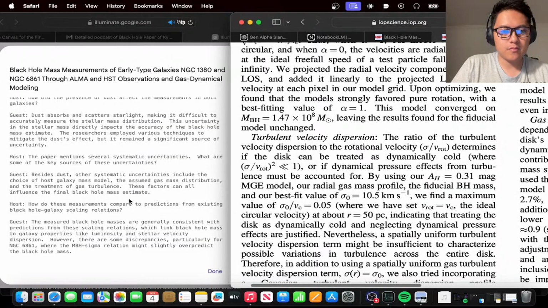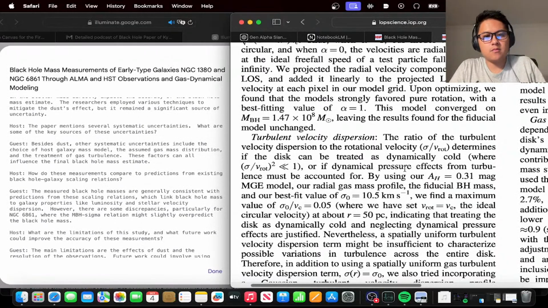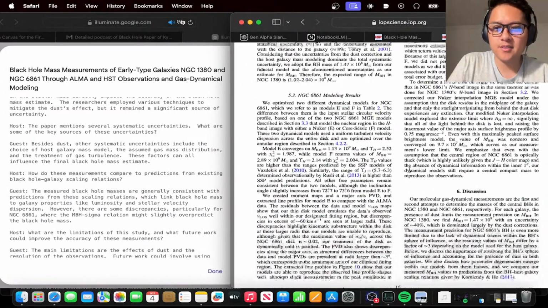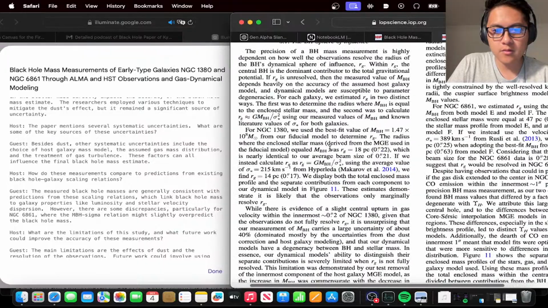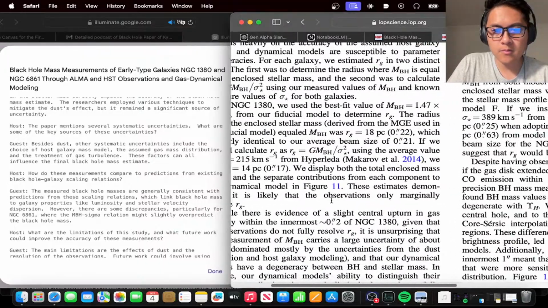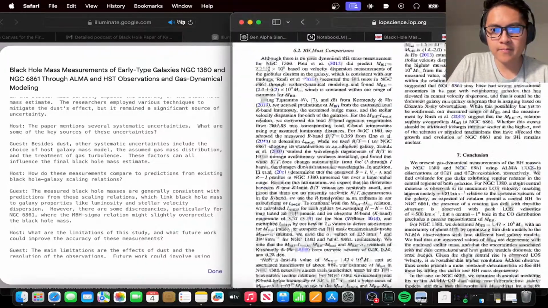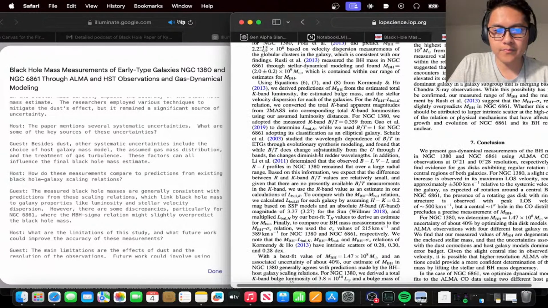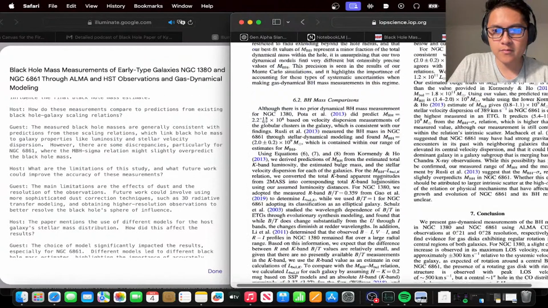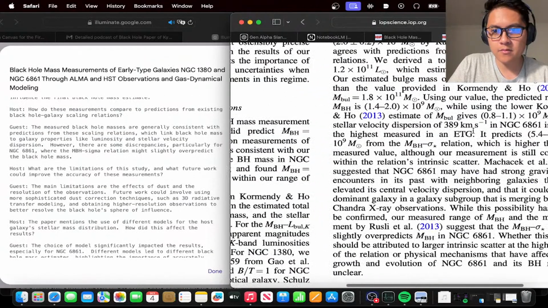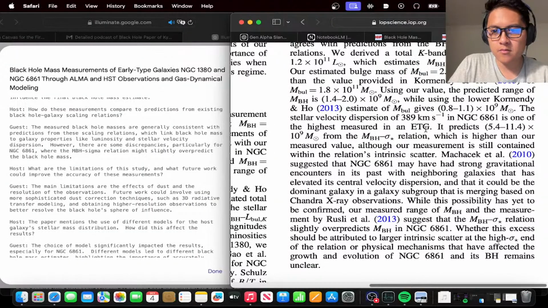How do these measurements compare to predictions from existing black hole galaxy scaling relations? Good question. The measured black hole masses are generally consistent with predictions from these scaling relations, which link black hole mass to galaxy properties like luminosity and stellar velocity dispersion. However, there are some discrepancies, particularly for NGC 6861, where the M-BH sigma relation might slightly overpredict the black hole mass.